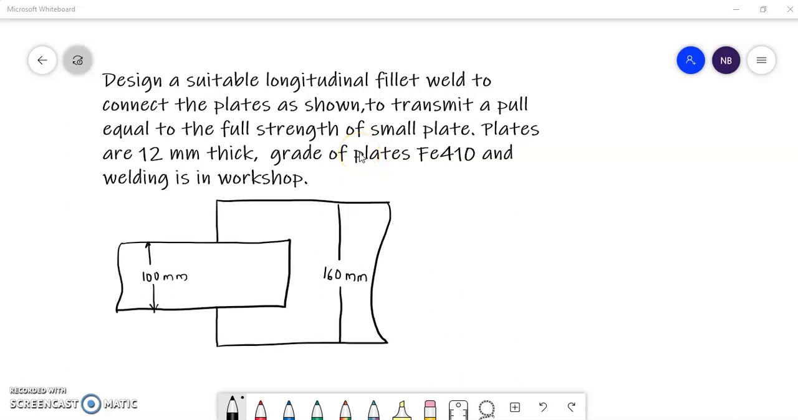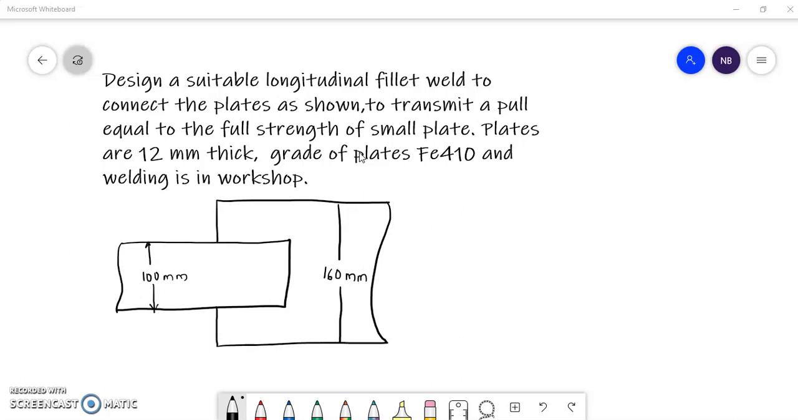In this problem, we have to design a fillet weld to connect the plates which are overlapping, that is one placed over the other. We are asked to design it so that it could transmit a pull which is equal to the full capacity of the smaller plate. We are given that the thickness of the plates is 12 mm and the grade of the plates is 410. Also, we are told that the welding is done in a workshop.